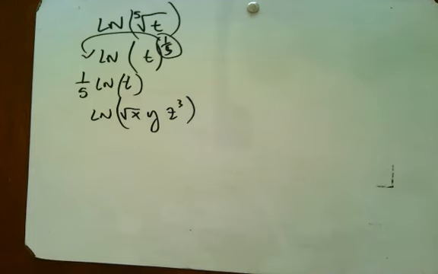A little more. ln of square root of x, y, z to the third. The square root is only over the x, not the y or the z to the third. Try expanding that as much as possible.